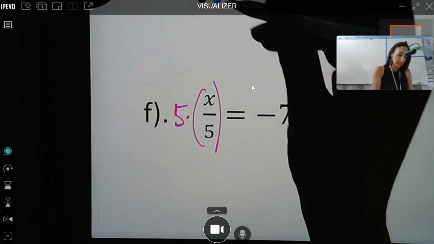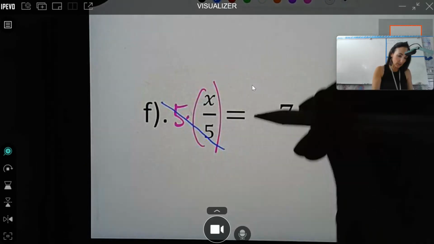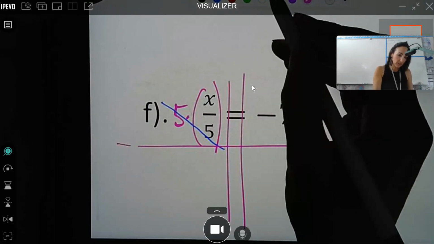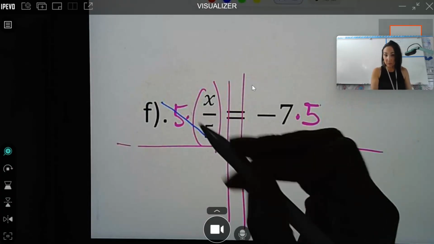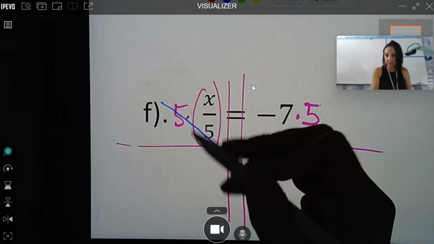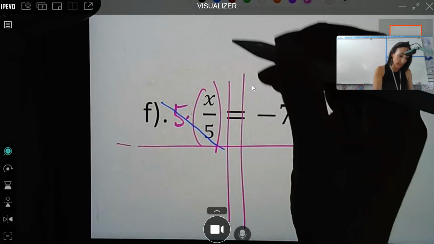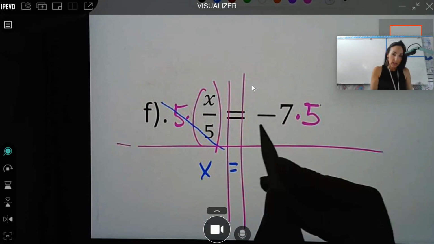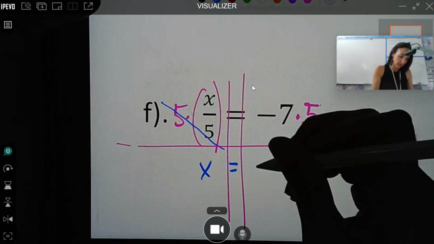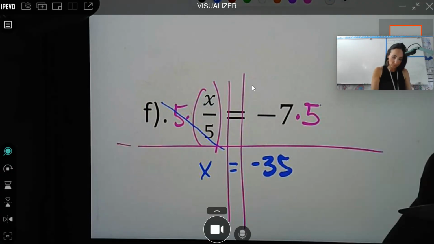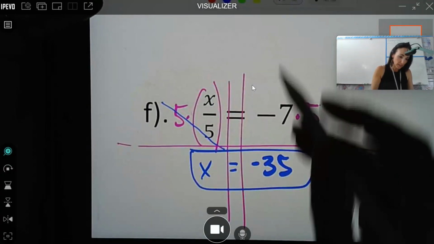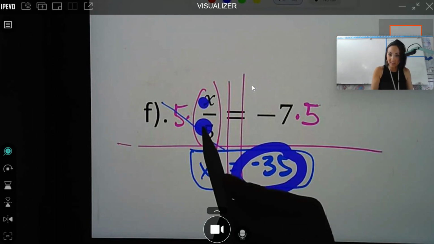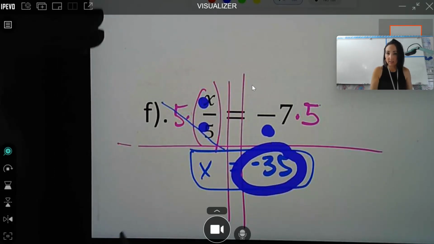And then I can have my 5's cancel here, right? This was actually the multiplicative inverse property, 5 times that 1/5. I'm just going to have this x left over, have the equal sign, and -7 times 5 gets me -35. And mentally check. If I plug this in, -35 divided by 5, is that -7? Yes.